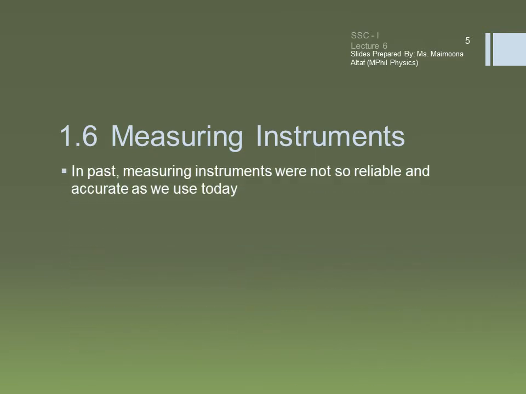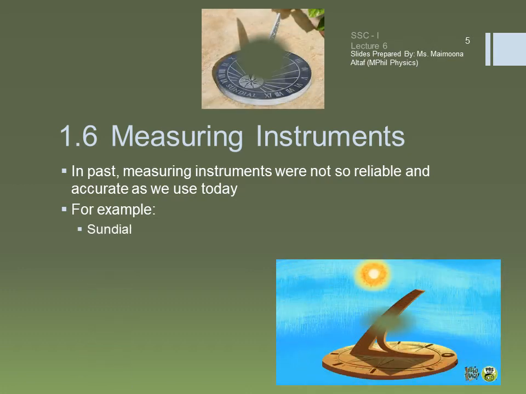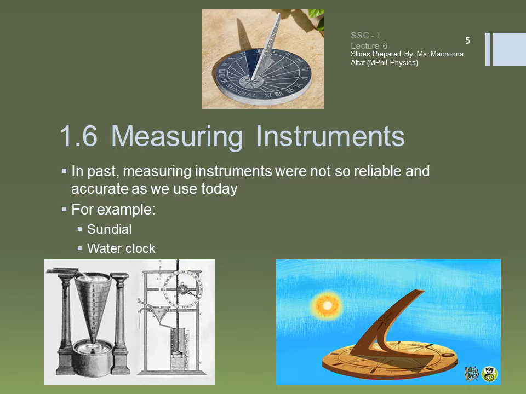In the past, measuring instruments were not so reliable and accurate as we use today. For example, the sundial, the water clock, and the other time measuring devices used around 1300 AD were quite crude. On the other hand, the digital clocks, watches used nowadays are highly reliable and accurate.